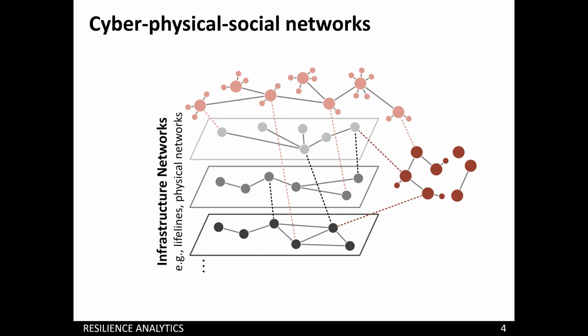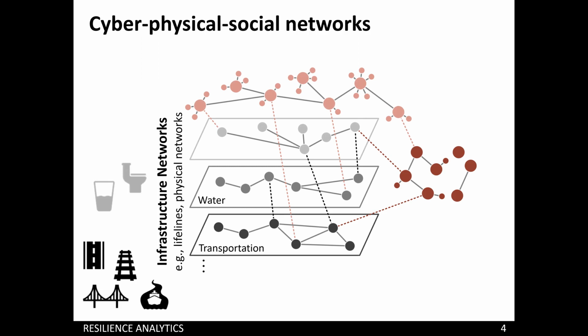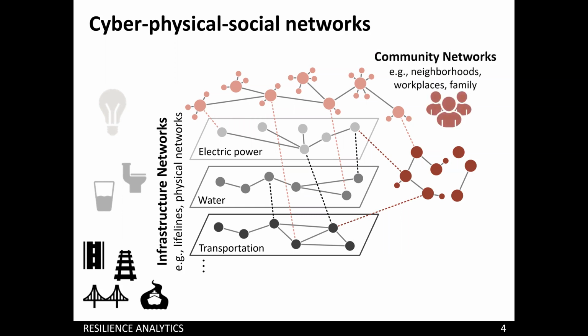We've got these infrastructure networks, these physical lifeline infrastructures like transportation networks and land waterways and rail and that sort of thing. We've got water networks in the form of fresh water and wastewater, and we've got electric power. Those are some examples. There are other infrastructure networks, of course, but these are some popular ones and ones that we've talked about over and over again in this brief course. And then we've got those community networks that reside on top.